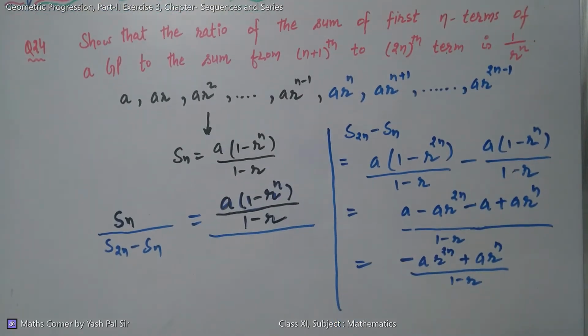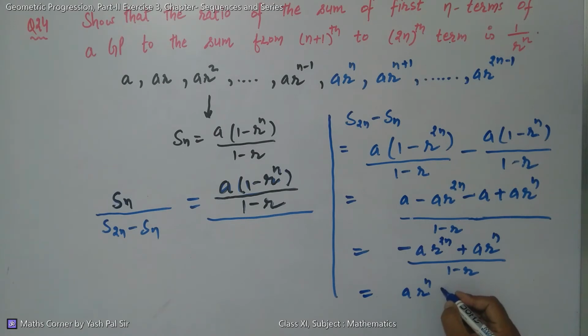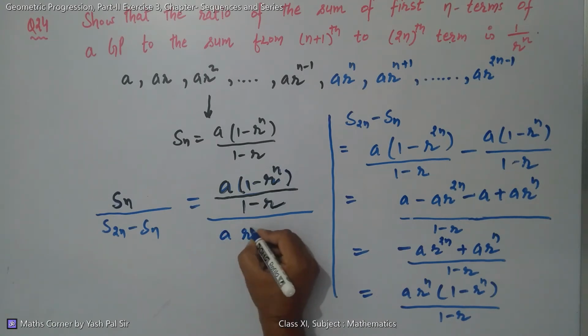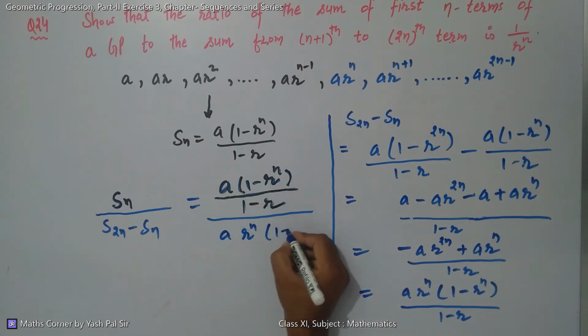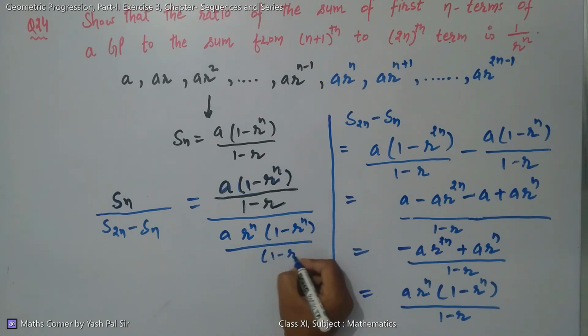Right? So next, this can be written as taking minus a common. Moreover, we take a into r raised to power n common. So we are left with (1 minus r raised to power n) divided by (1 minus r). Okay, so this value we substitute here. This becomes a into r raised to power n into (1 minus r raised to power n) whole divided by (1 minus r).